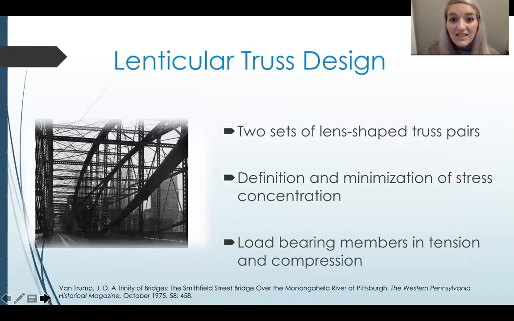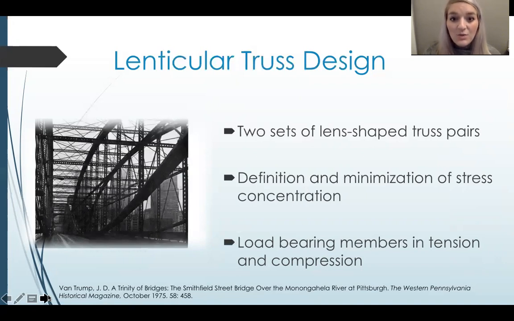The need of the design was met by the lenticular truss design. This design came from engineer Gustav Lindenthal, and this truss design, one of the first times it was introduced to America, was through the Smithfield Street project. This lenticular truss design is made up of two sets of trusses that are shaped parabolically and as lenses, and it's comprised of webbing, an upper and bottom cord, as well as panels and rods intertwined.